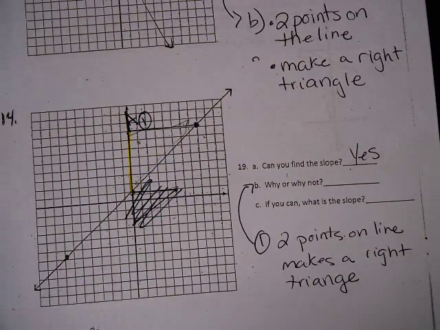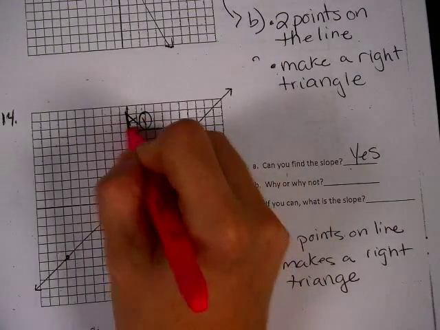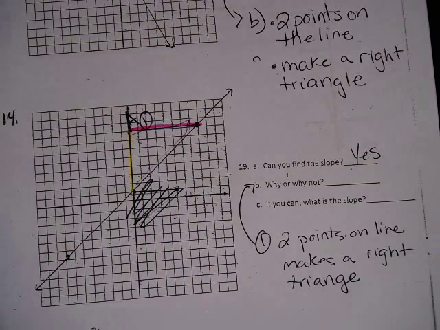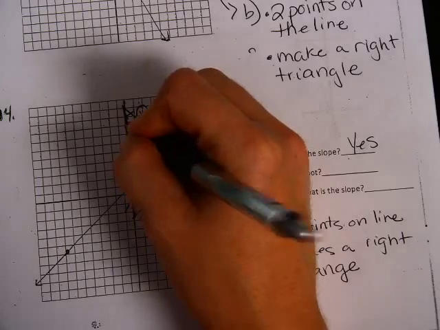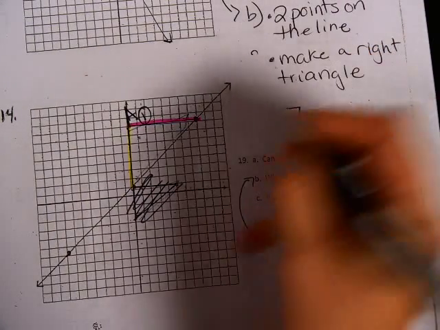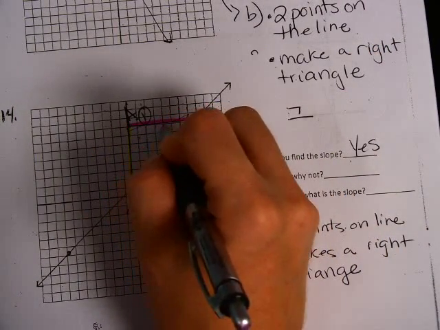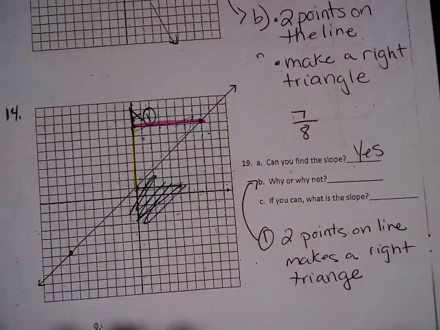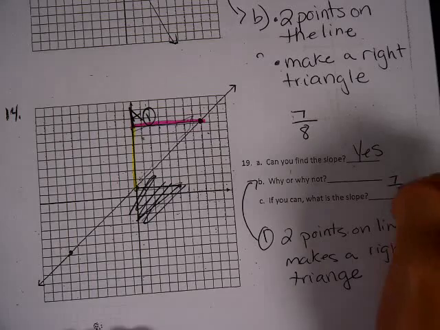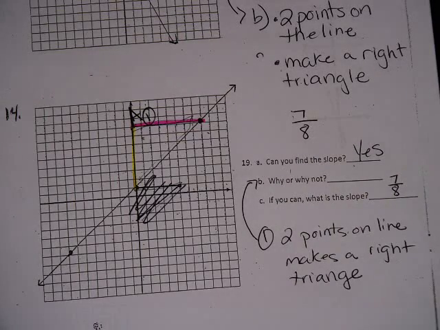Rise over run. We rose 1, 2, 3, 4, 5, 6, 7. And we ran 1, 2, 3, 4, 5, 6, 7, 8. So my slope is 7 over 8. Rise over run.